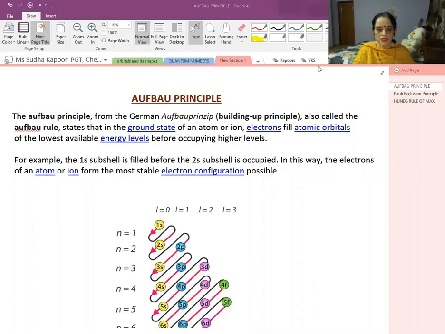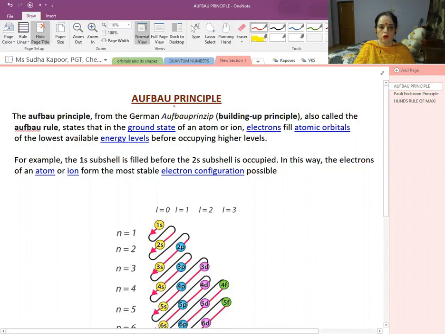Hello students, now it's time to complete the configuration part: how to fill the electrons and write the electronic configuration following the various rules. These rules help us in filling the electrons in the various orbitals. Previously, we used to fill the electrons in the shell, but now as we have gone into the detail of shell, subshell and orbital concepts, it's time to complete the various principles and rules to fill the electron at the exact location, also following the quantum number concept.